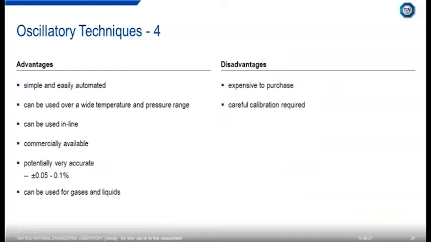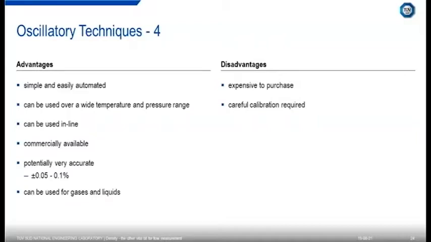Oscillatory techniques have a number of advantages. They are simple and they are easily automated. They can be used over wide temperature and pressure ranges. They can be used inline, certainly. Many examples are available commercially, and potentially they are very accurate, possibly 0.05, possibly better. Some of the more recent designs are better than that. Again, they can be used for gases and liquids.